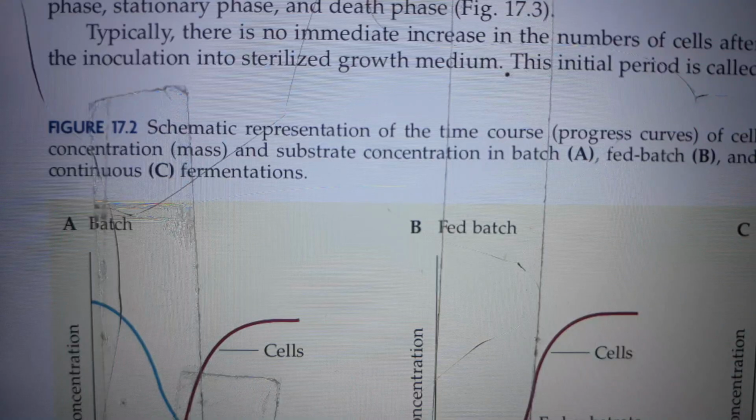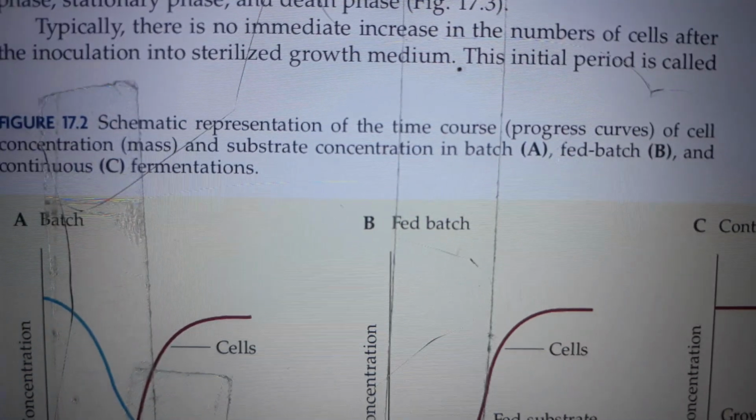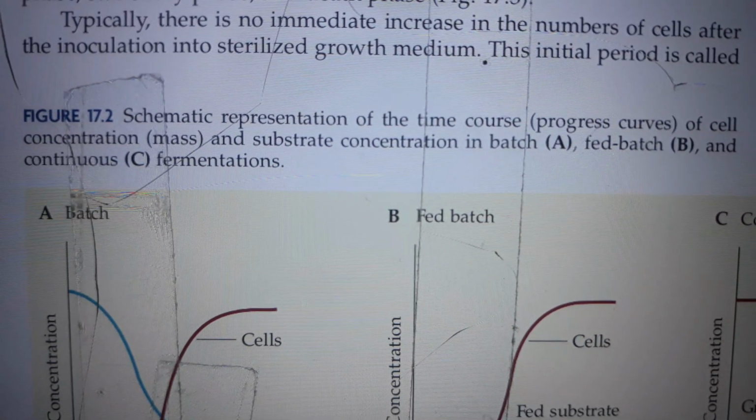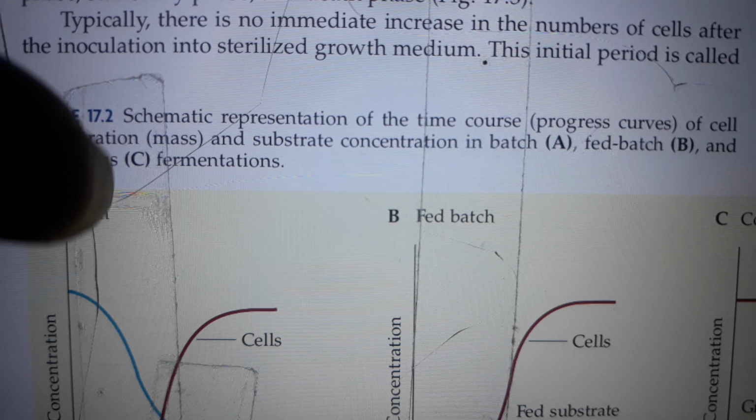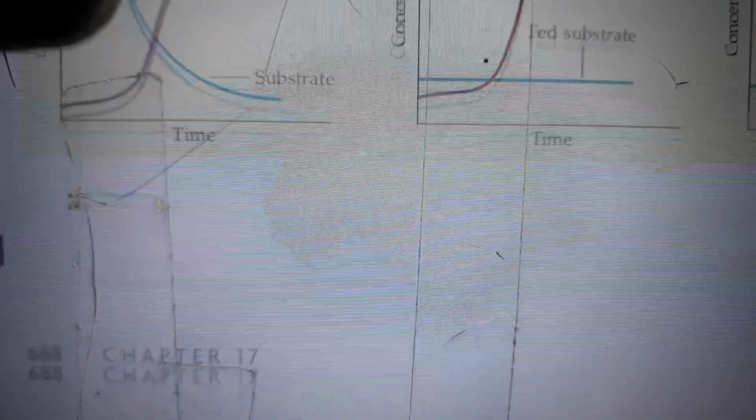The next one is figure 17.2, which is a schematic representation of the time course progress curves of cell concentration, mass, and substrate concentration in batch (A), fed-batch (B), and continuous (C) fermentations. That is the representation here.